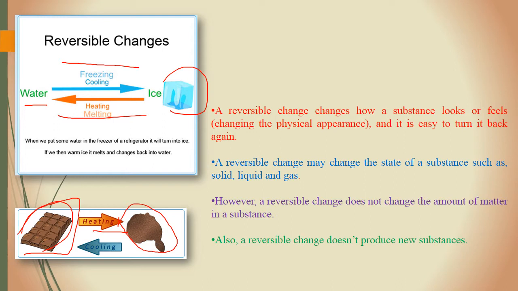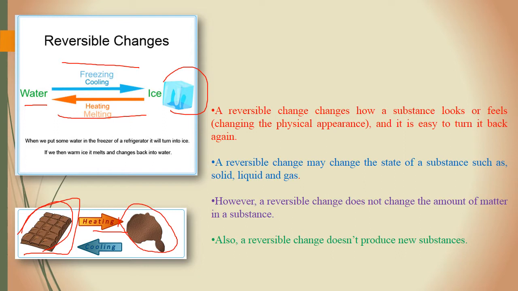Just like solid to liquid, liquid to gas, gas to liquid, liquid to solid. Reversible changes do not change the amount of matter in the substance, and they do not give you any idea of a new substance being produced, because reversible changes have a tendency to regain their original shape.